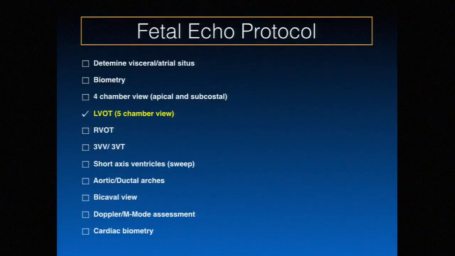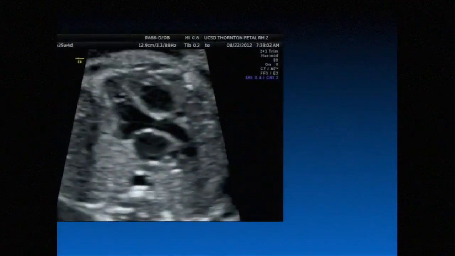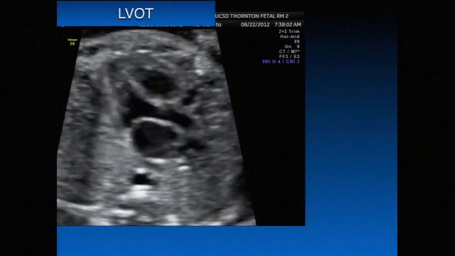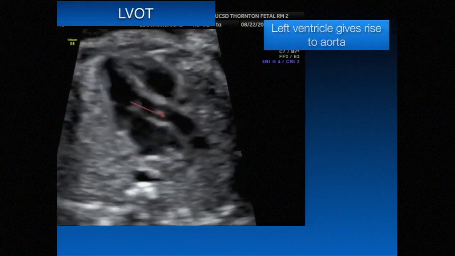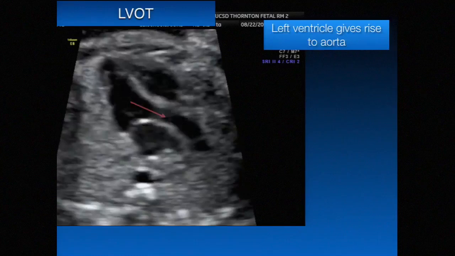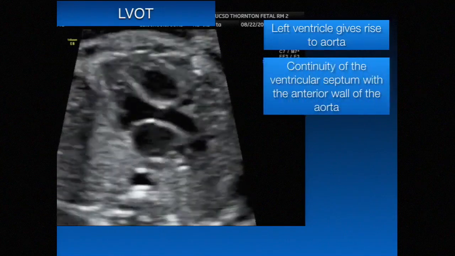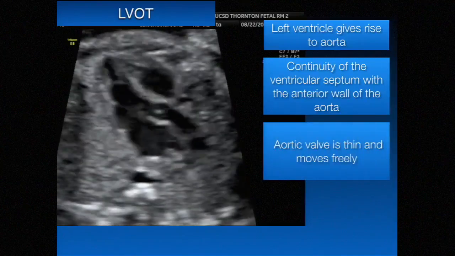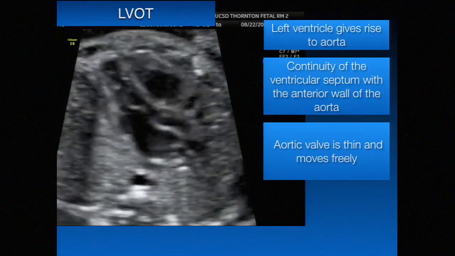So moving into our LVOT view. So a couple different ways. First, coming from the apical perspective and scanning upwards. You want to make sure, obviously, that your aorta is arising from your left ventricle, that there's continuity of the septum as you're looking, and then also that the aortic valve, as you're watching it, is thin and the leaflets are moving freely.